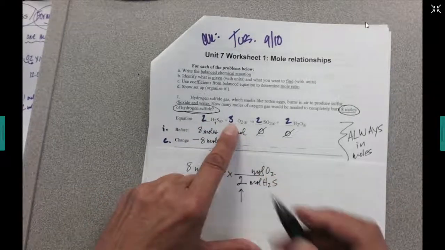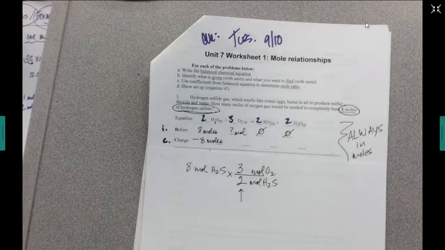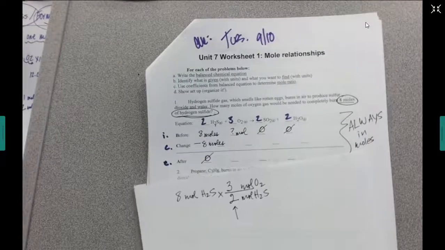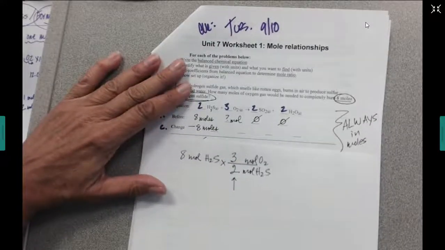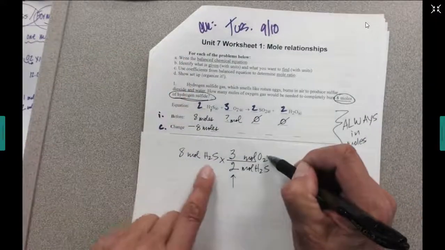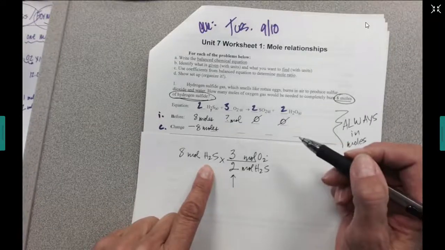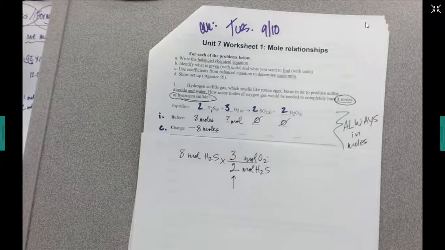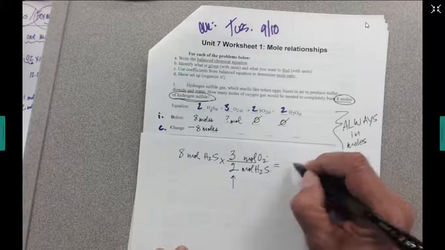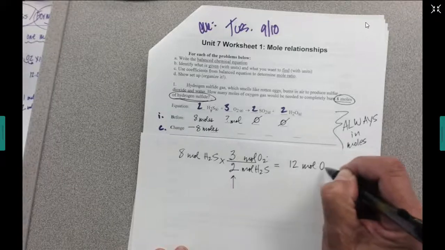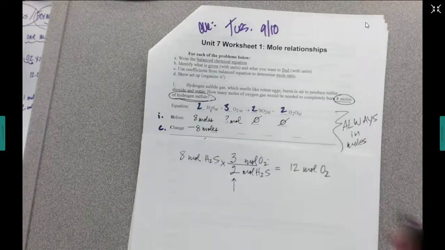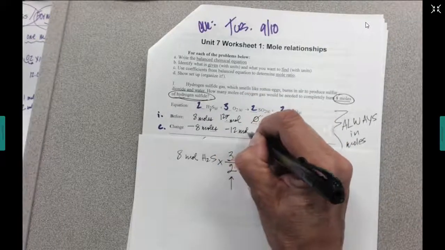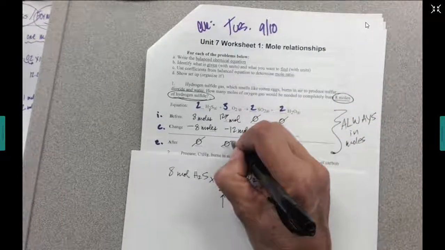O2, the coefficient is 3. So you need 1.5 times as much oxygen as you do H2S. On your calculator you could do this, or you can simply say, what's 1.5 times 8? 12. So I would need 12 moles of oxygen. I would use up all 12 moles of that, and I would have no oxygen left.